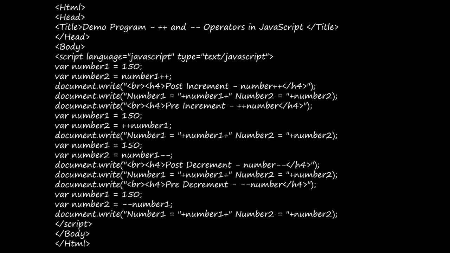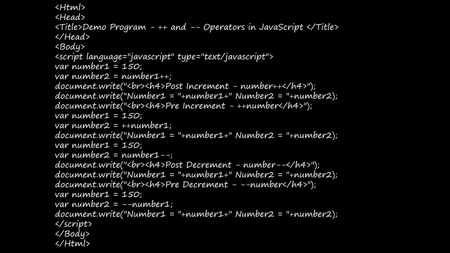Inside body tag, first line is to add JavaScript. How will you add the JavaScript inside the HTML code? Script language is equal to JavaScript, type is equal to text slash JavaScript, right? And then first they have declared the variable number 1. Variable, that is var number 1 is equal to 150.